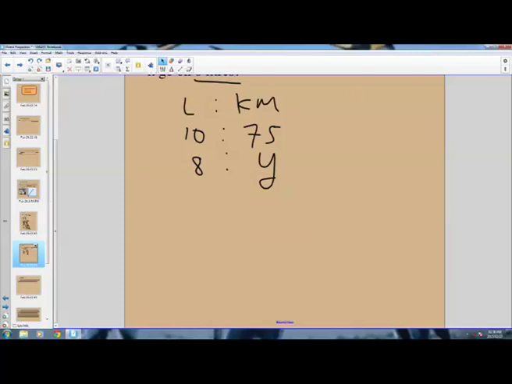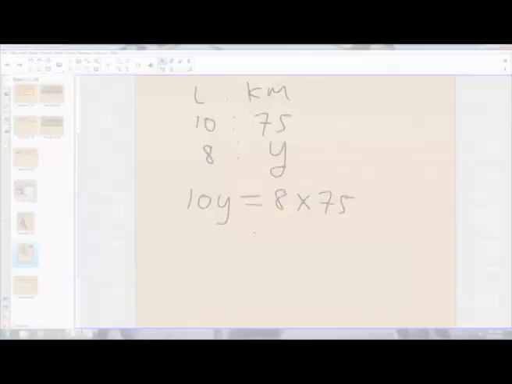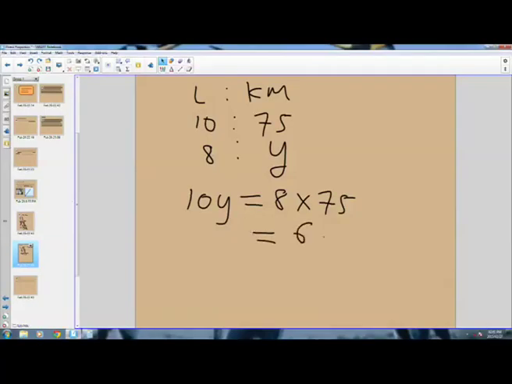Now, to find the value of y, you will multiply 10 times y, which will give you 10y to be equal to 8 multiplied by 75. This is what we have: 10y equals 8 times 75. You can get your calculator. If you cannot multiply this, then punch in these numbers, then after all, get the answer, divide by 10. This will be 600, meaning our 10y is equal to 600.